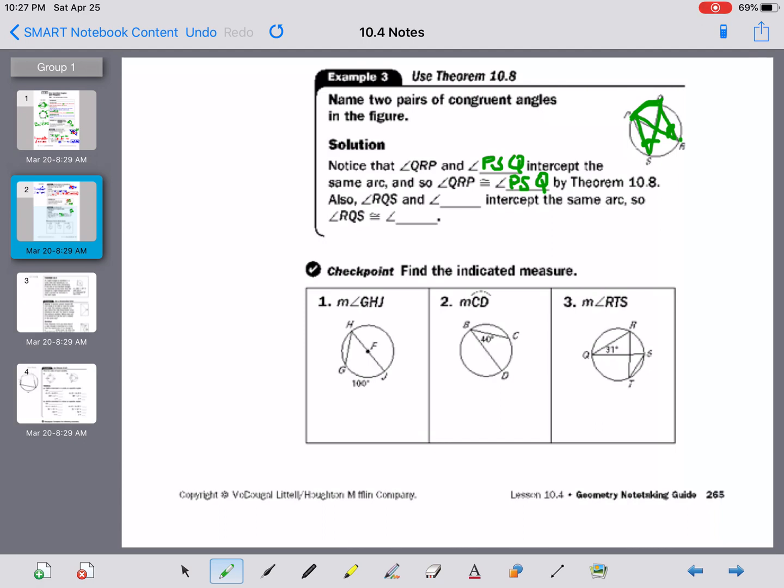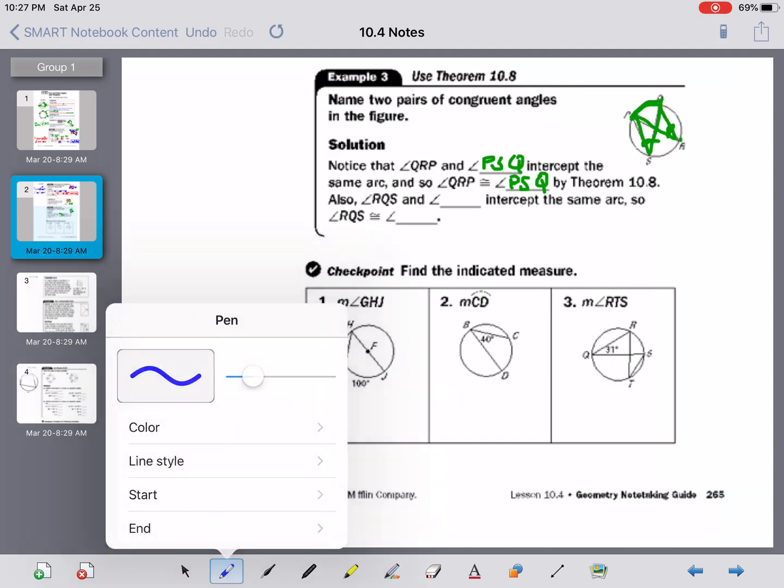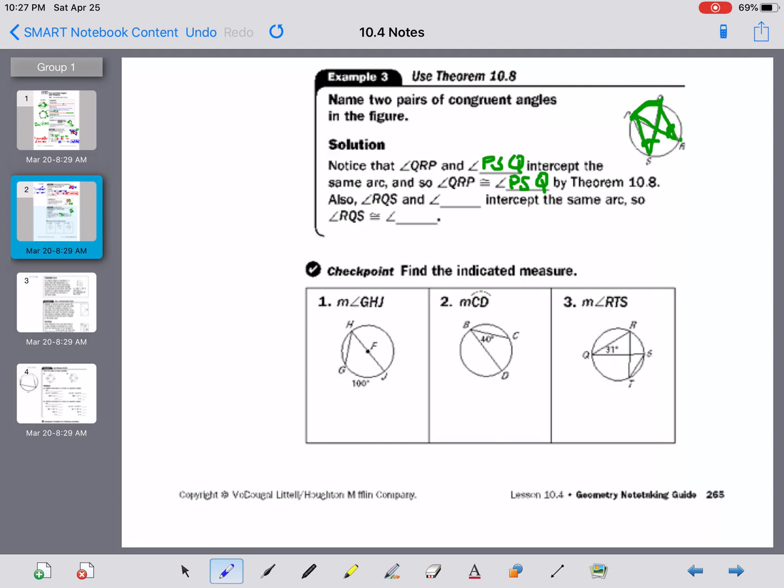Now when I switch colors and I say, are there any other angles in the picture that are congruent? Well, I can look at RQS. So RQS takes my angle this way, that's angle Q, and it goes to arc SR. Well, I can also see that if I follow this SR, I can choose a different set of chords that go to that, and that will make angle SPR, where my vertex is this P right here.